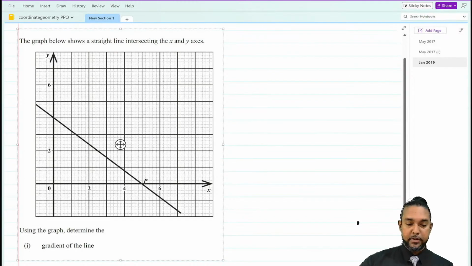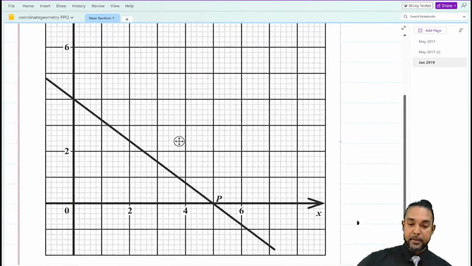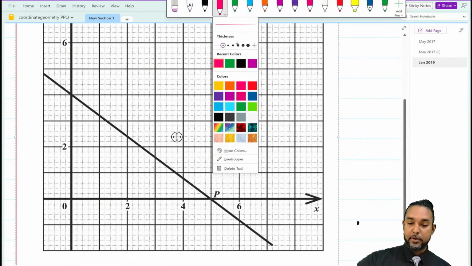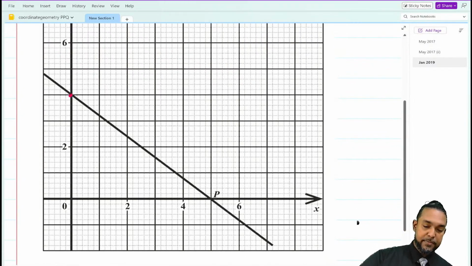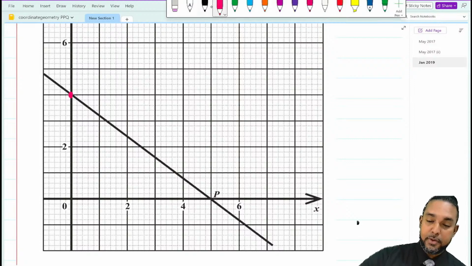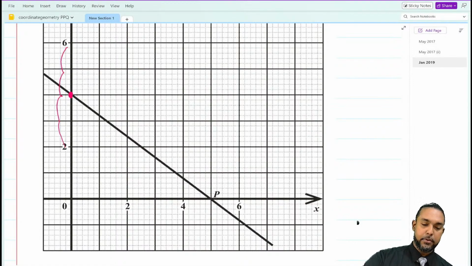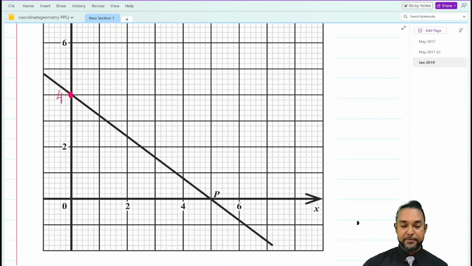Right. So the graph below shows a straight line intersecting the x and y axes. So we have this point here. What axis is that? That's the x or y. That's the y. So that line is cutting the y axis, which means that is the y intercept, right? Now 2, 3, 4, 5, 6. Okay, cool. So that is at point 4. So the y intercept of that line is 4.